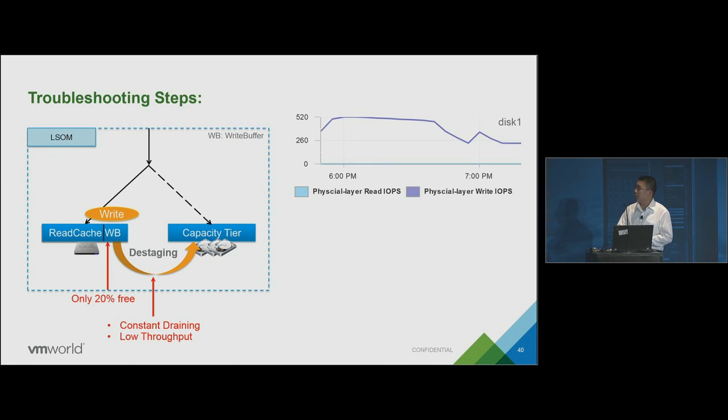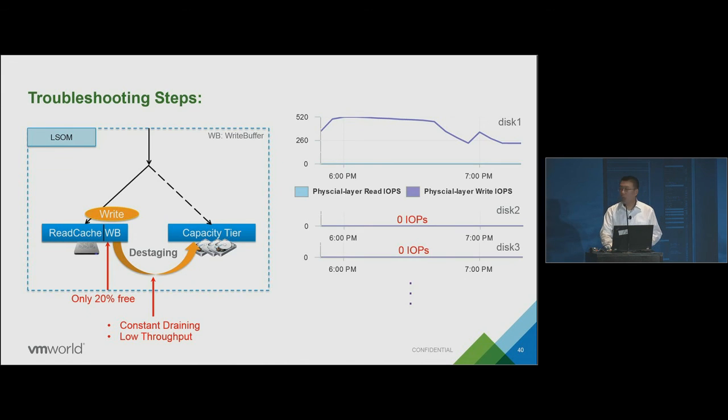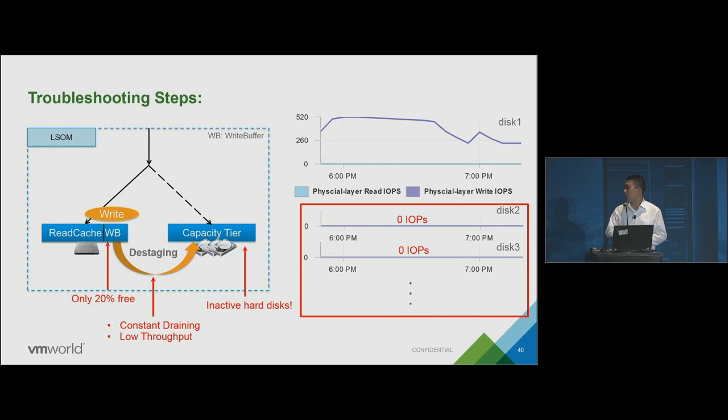We check the first physical disk in the capacity tier. We find that it is actually doing fine and serving a good amount of write IOs. And then we check the second hard disk drive there. However, this hard disk drive is only having 0 write IO. It's idling there. And then we further check the third one and all the rest of hard disk drive in the same disk group. They are all idling. So there is inactive hard disks, and this disk group is underutilized.